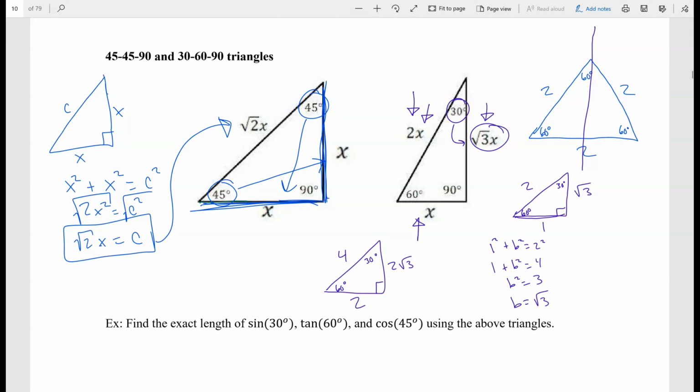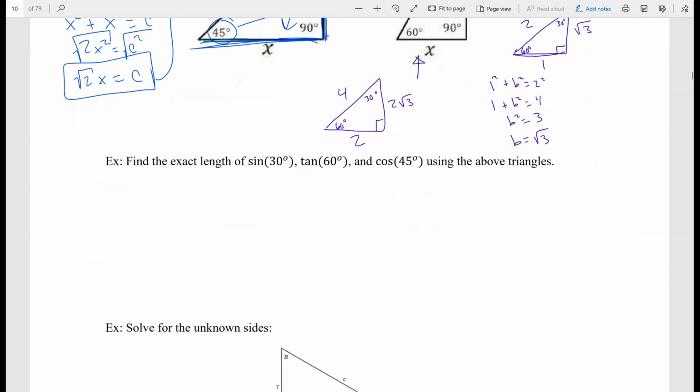Now, these triangles are really, really useful. Typically, you do have to memorize these, but we are in an online setting, so just try your best to remember them. This is going to be really useful when we look at the unit circle. So let's just do a couple of examples.